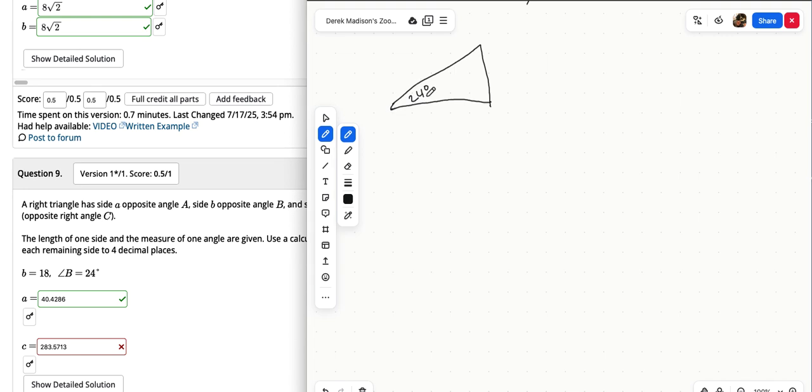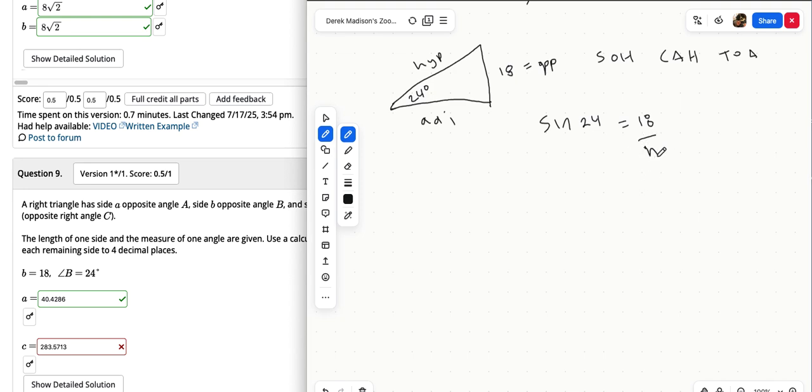24, if that's the angle, then the side opposite would be the B, which is 18. And so in this case, I don't know the hypotenuse. I don't know the adjacent, but I do know the opposite. And so if I think through my SOHCAHTOA, I want to pick one of the two that has opposite in it because that's the thing I know. So I could use sine of 24 is the opposite, which should be 18, over the hypotenuse. Just call it h for hypotenuse.